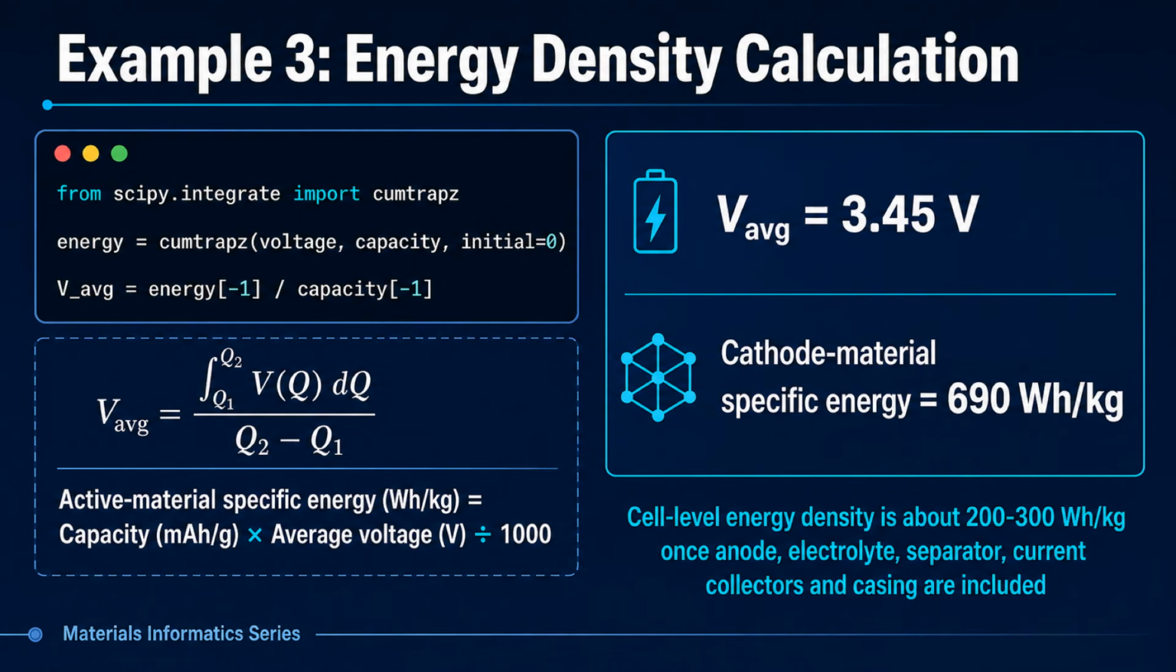Be careful with this number. It counts only the cathode material, so a real cell, which also carries the anode, electrolyte, separator, current collectors, and casing, lands at roughly a third of it. This fundamental calculation connects electrochemical measurements to practical performance metrics.